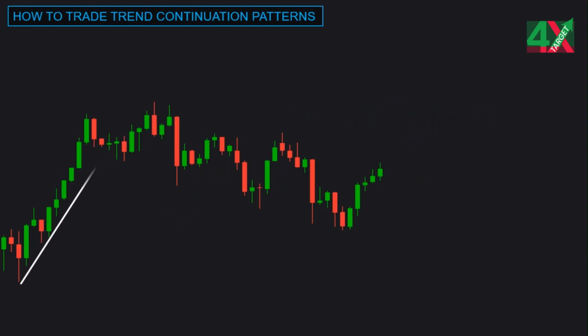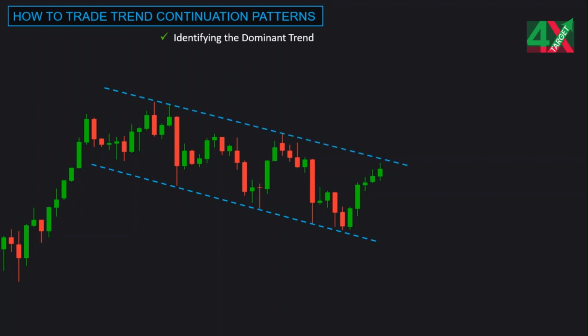The first and most important step is identifying the dominant trend. Continuation patterns only work when they occur within a strong existing trend, not in sideways or choppy markets. Use higher time frames to establish the broader trend direction before looking for patterns on your trading time frame.